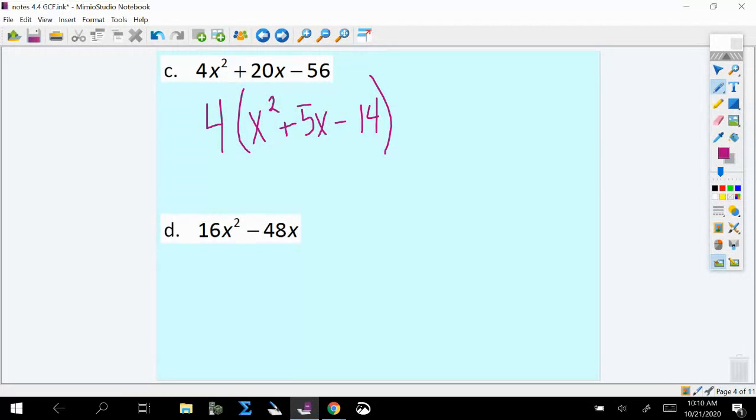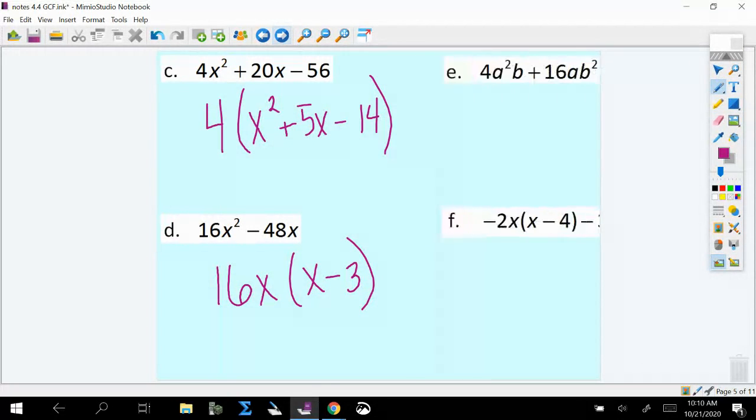Next one, 16 and 48, those can both be divided by 16. So your GCF is 16. You might have picked 2 or 4. There, you got to get bigger. And then they both have at least one x. So my GCF is 16x. I am left with an x, and I'm left with a minus 3. When I divide 48 by 16, I get a 3. And then when I take the x out, I don't have any x's left in the parentheses.